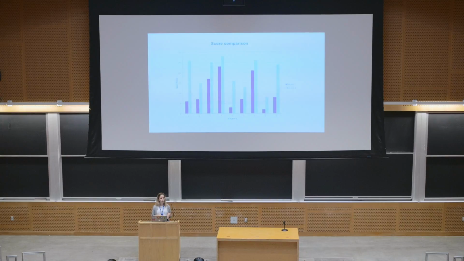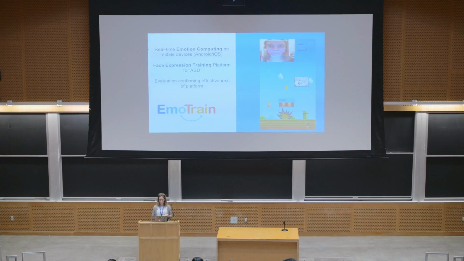We also looked at the scores that the game would give the user while playing. The purple is the scores that they received on their first training session, and the blue is the scores after their last training session. And as we see, there's significant improvement in their scores from the first time they received training to the last time they received training.